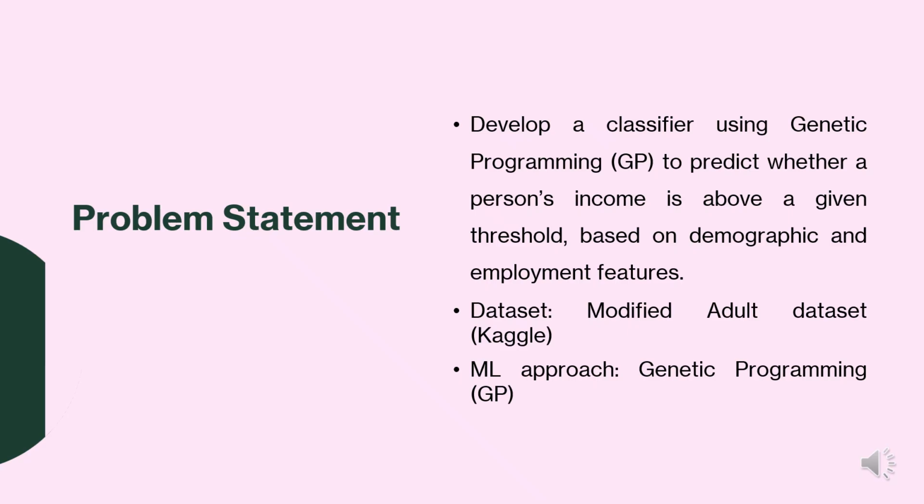For this task, we used a modified version of the Adult dataset which we obtained from Kaggle. The dataset contained several personal and work-related attributes, and our aim was to evolve a GP-based model that can classify income levels accurately. Rather than using a traditional machine learning model, we focused on GP because of its evolutionary nature and ability to discover symbolic solutions.